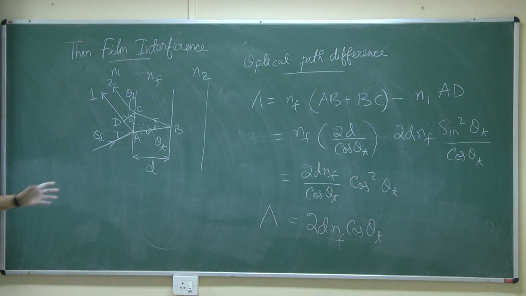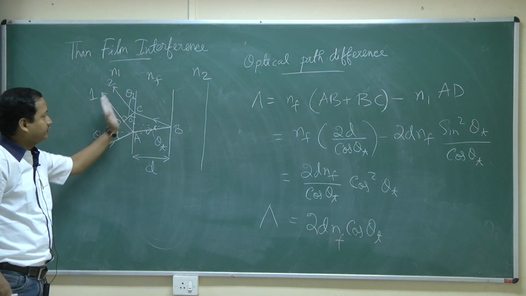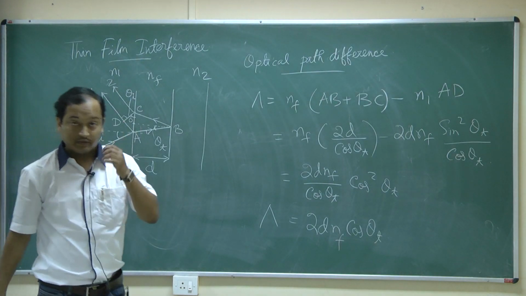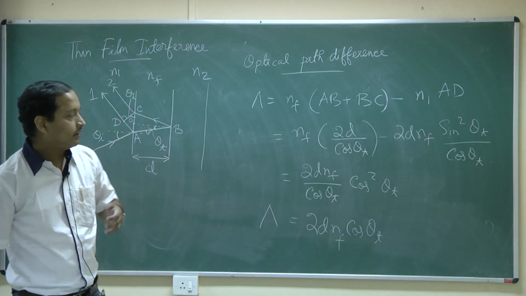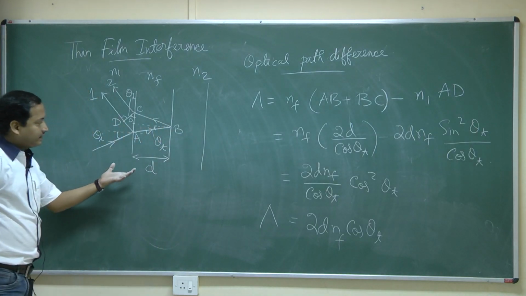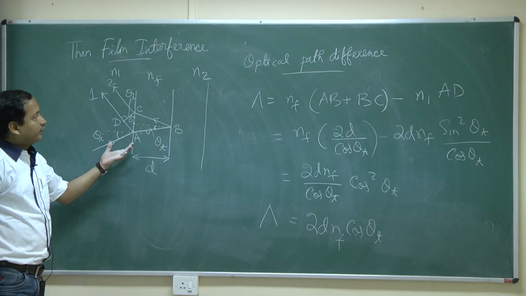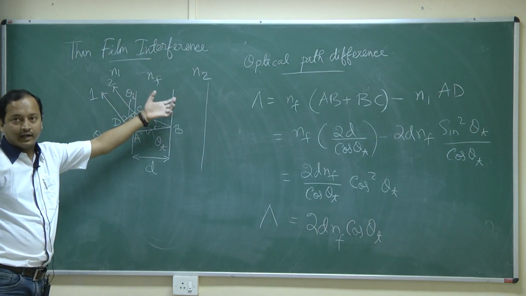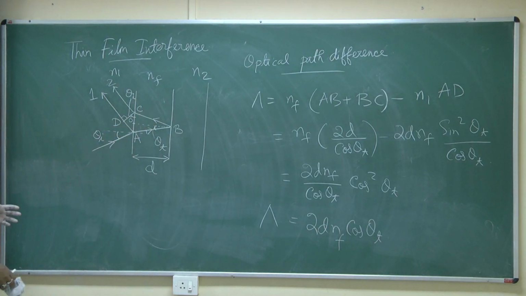Another question is, as I said, this phase difference between these two rays comes partly from the path difference and partly from some external reflections it can have. Now that external reflection condition will be decided by the relative refractive indices of these three mediums.